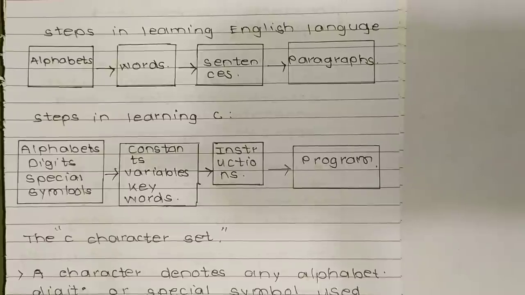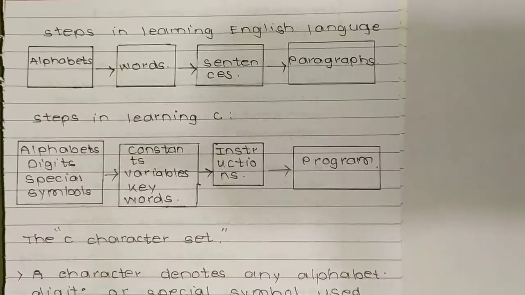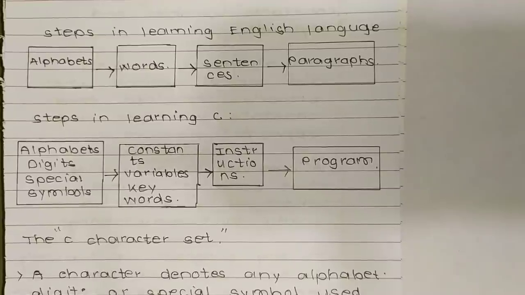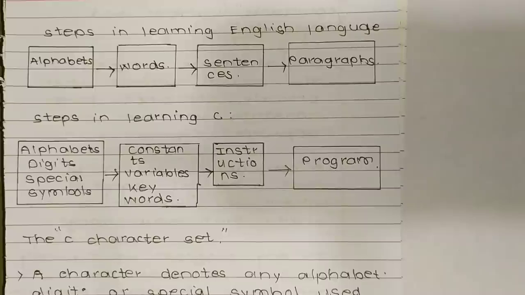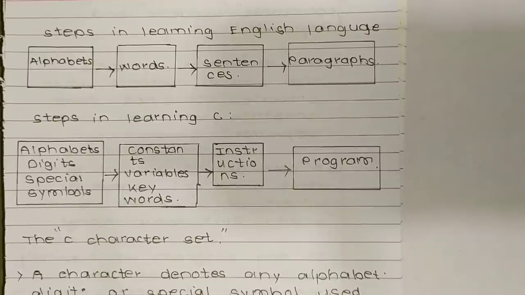Steps in learning English language. First we have to learn alphabets, then we have to learn words, then we have to learn sentences, and then we have to learn paragraphs. So these are the steps involved in learning the English language.